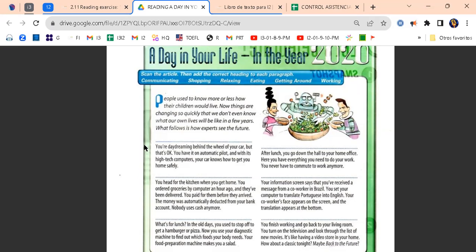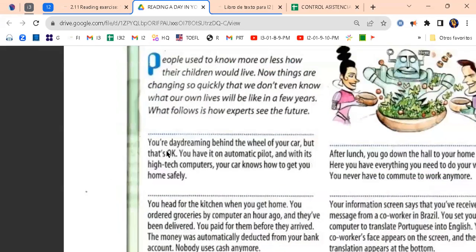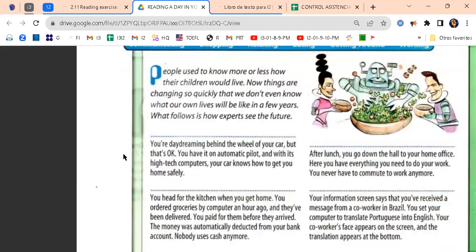So we're going to check the first one, volunteer. So who wants to go with the first one? First paragraph, this one. So would you like to start? Raul or Saul? Saul, Saul. Okay. Yeah.